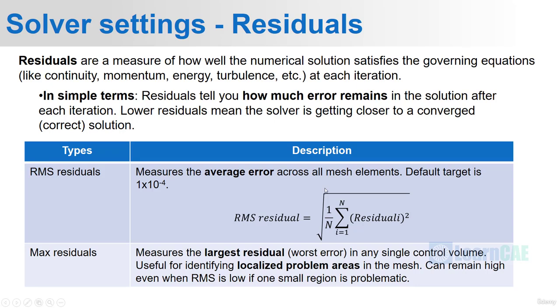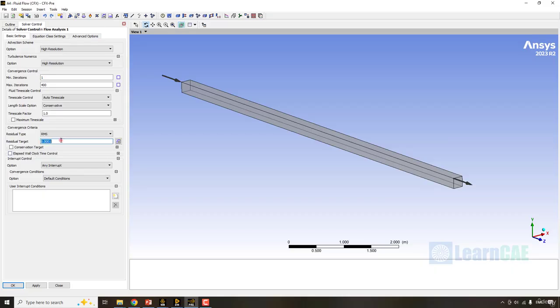Next is max residuals. It measures the largest residual, that is the worst error in any single control volume, that is in any mesh. It is useful for identifying localized problem areas in the mesh, and it can remain high even when RMS is low if any one small region is problematic. If any one mesh is having some error, then the max residuals will be high. In general, we will be using RMS residuals with 10 power minus 6 target criteria. We can change the residual target to 10 power minus 6.